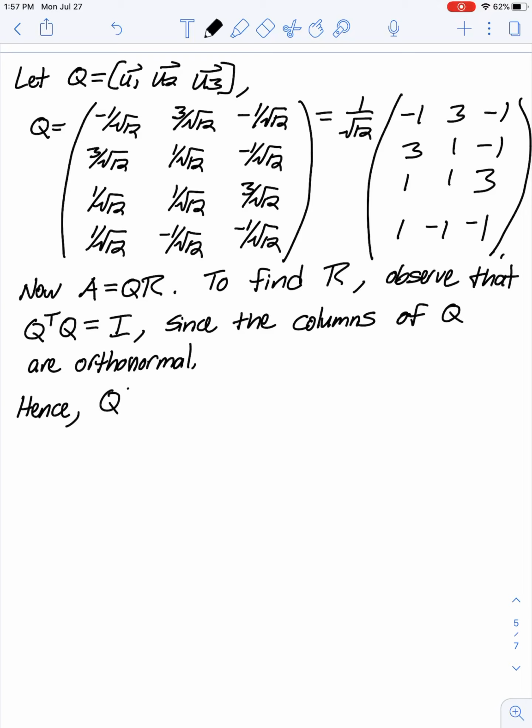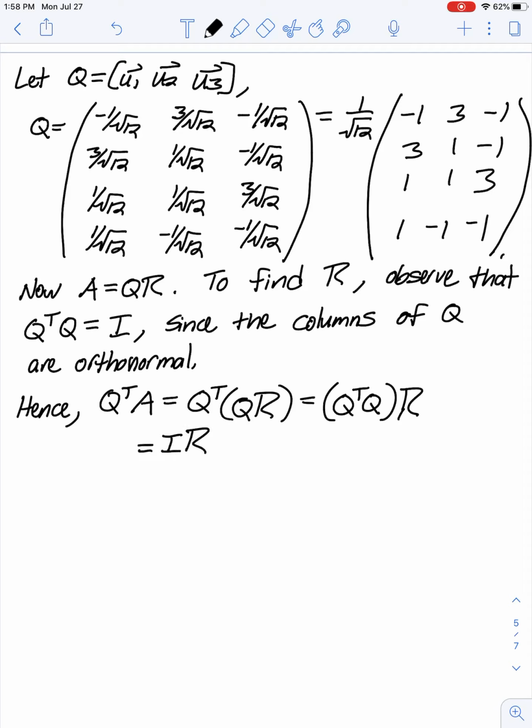So making use of this fact, we have Q transpose times A would be the same as Q transpose times Q times R, since A is given by Q times R. By associativity of matrix multiplication, we have Q transpose times Q, then times R, but that's equal to the identity matrix times R, which is just R itself. So to find the matrix R, we can take the transpose of this matrix Q times the original matrix A.